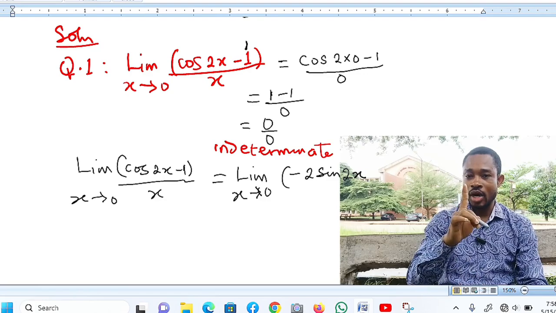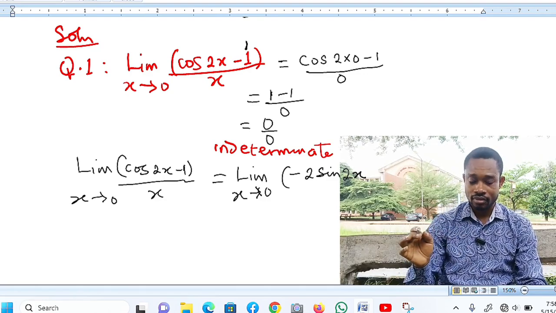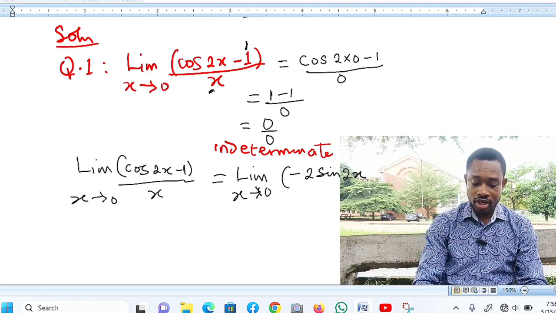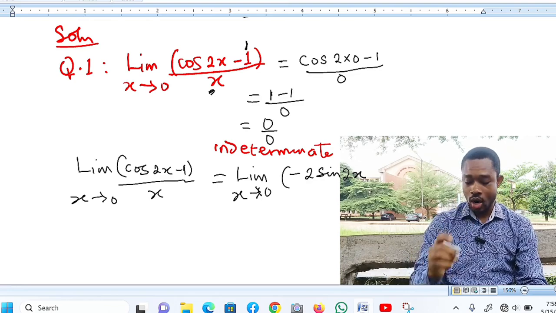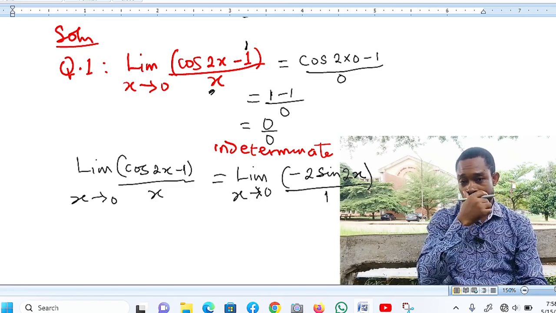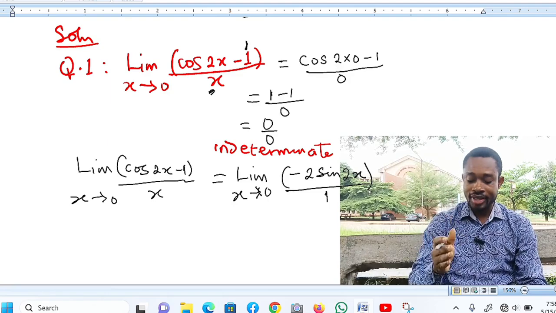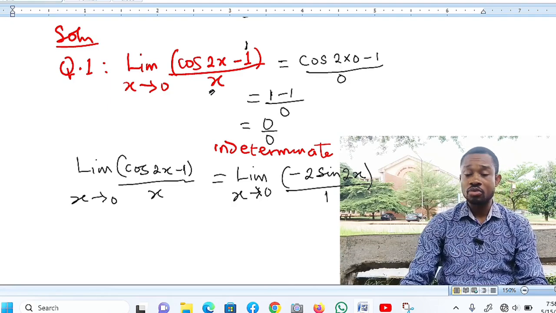If you differentiate 1 with respect to x, that's a pure constant. You're going to get 0, so it goes off. Then let us move on to the denominator and differentiate x. If you differentiate x, you are going to get 1. So this is going to be divided by 1. Any term divided by 1 is that same term.